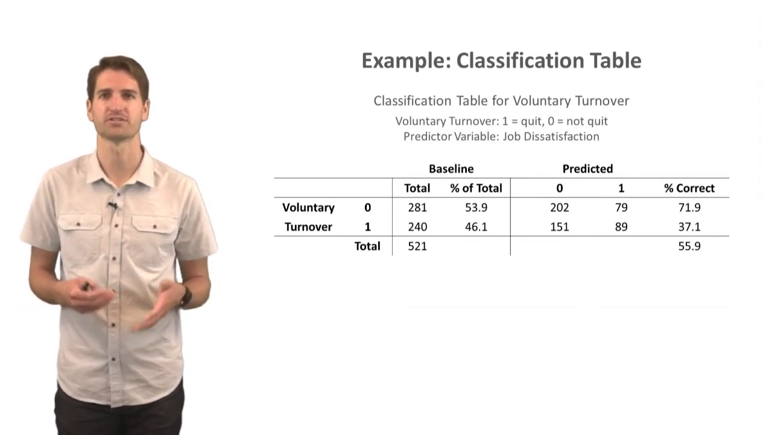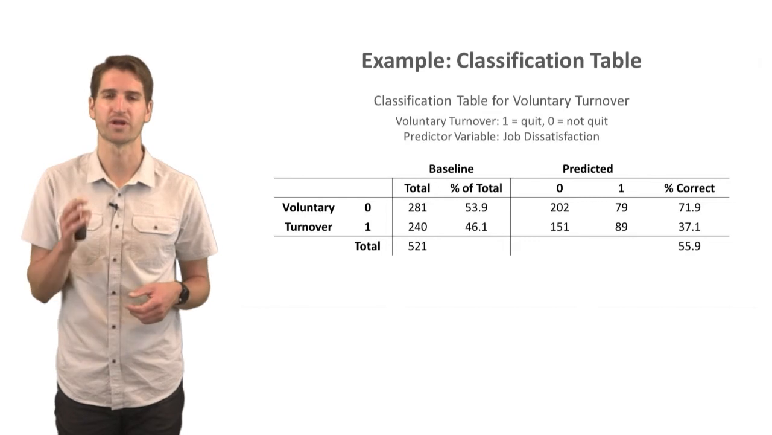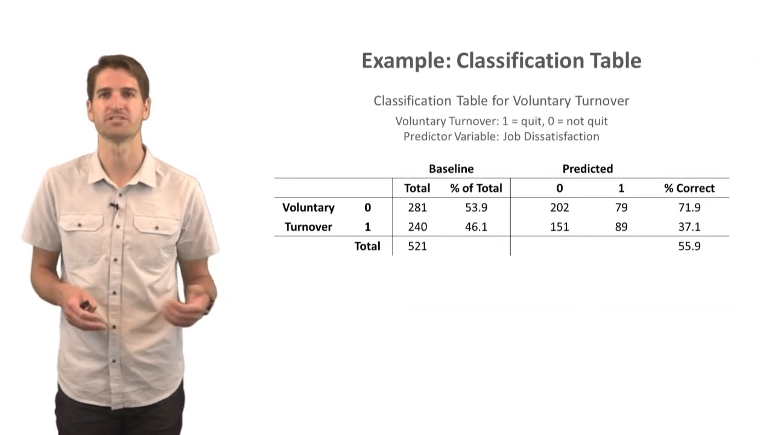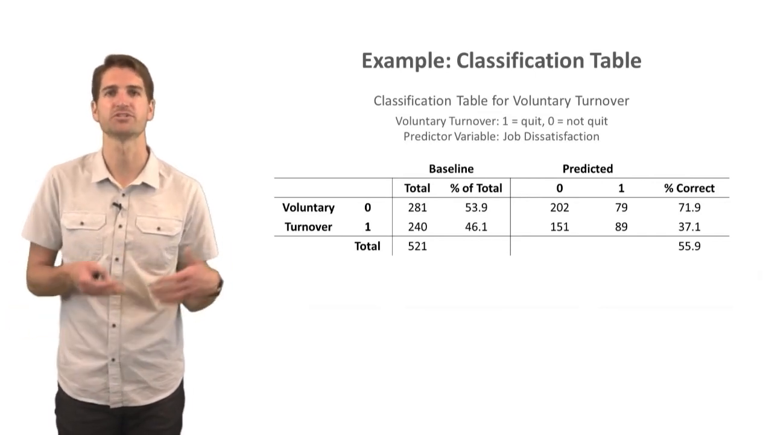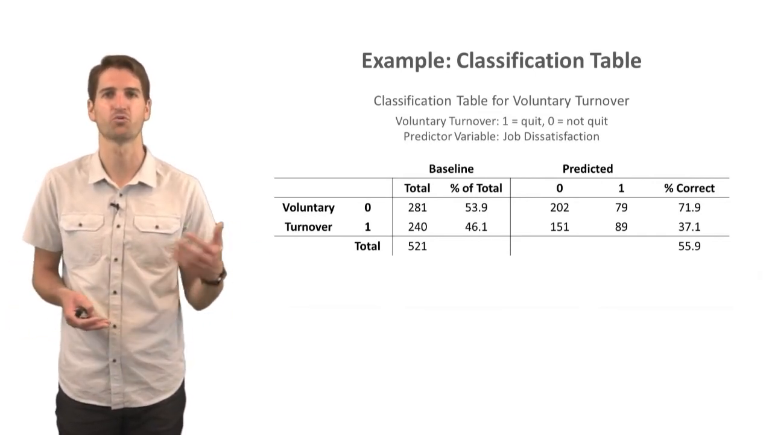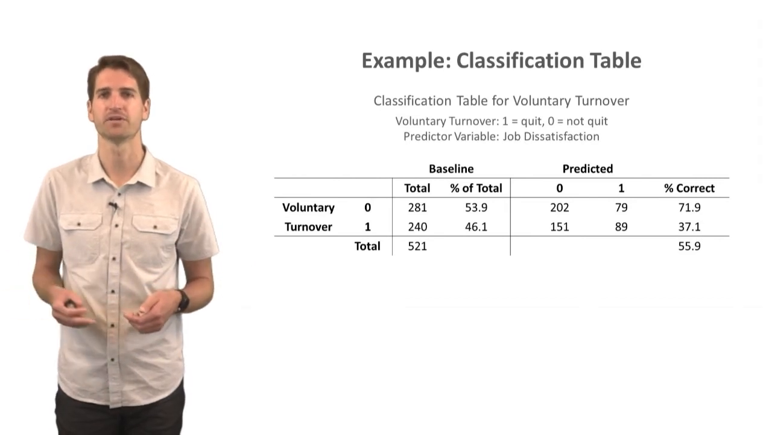regression model. Let's assume this is a simple logistic regression model where we have one predictor variable that is job dissatisfaction, so higher levels of the variable mean more job dissatisfaction, and we have a dichotomous outcome variable, which is again voluntary turnover, where 1 equals quit and 0 equals not quit.